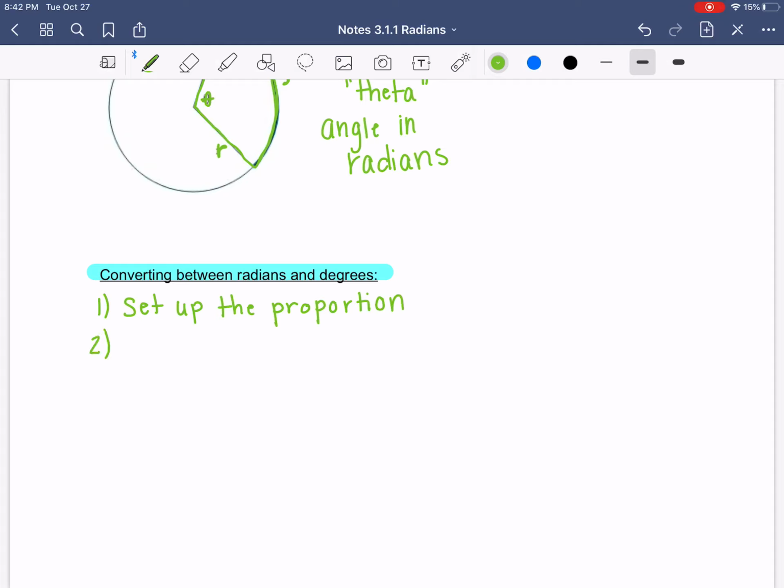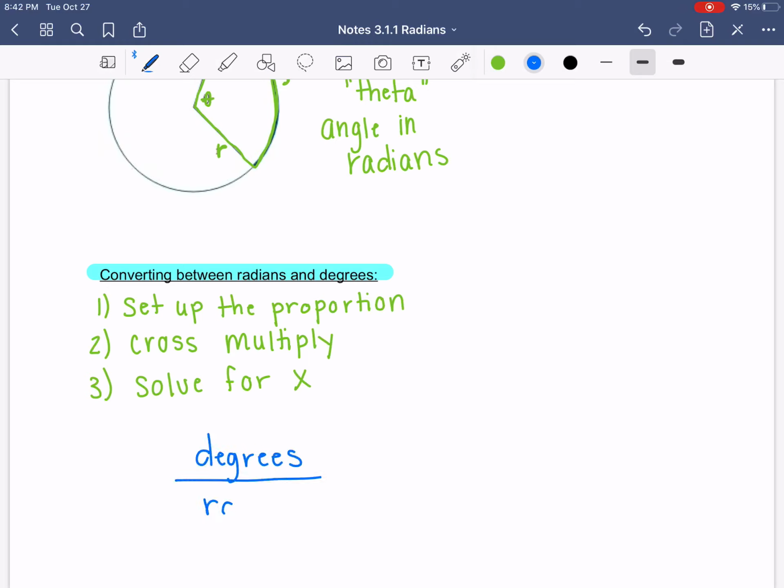Then you go ahead and cross multiply. And then you just solve for x. So the proportion that you're going to set up is degrees over radians equals 180 over pi. So these two things are equal, 180 and pi, so you put them on top of each other, and then you're converting, you want these two to be the same as well.